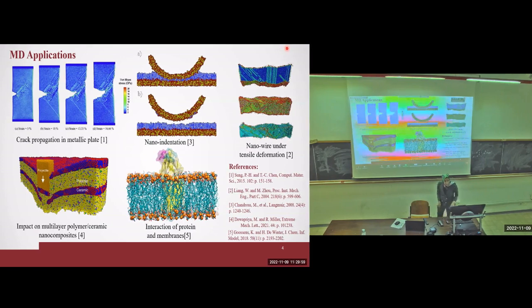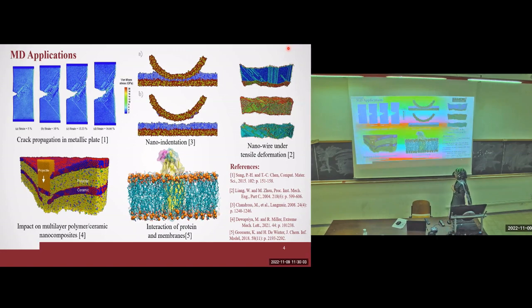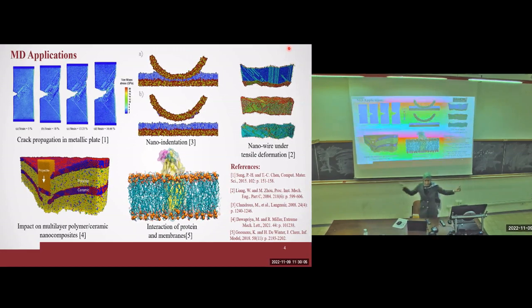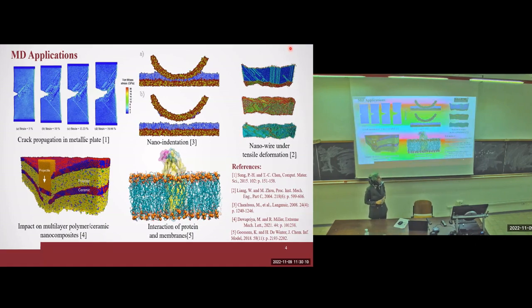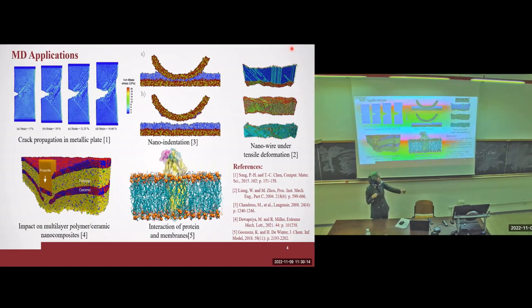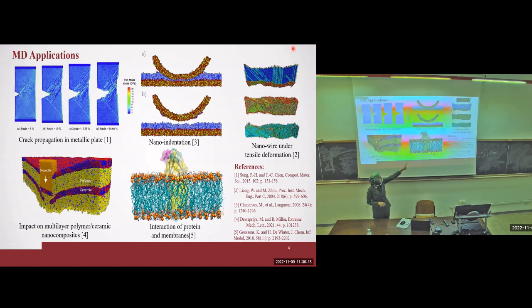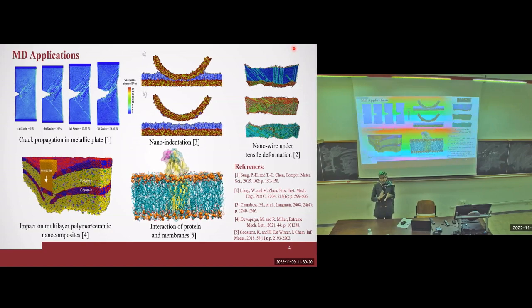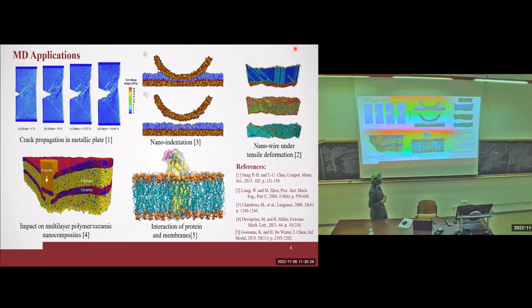Okay, we also have, for example, a nanowire under tensile deformation. This is a nanowire. Of course, the length is infinite, but we show a small part of it. It has a rectangular cross section and it's under tensile deformation. It has a property that is only observed at nanoscale, because under tensile deformation, it twists because of its internal structure and its size.